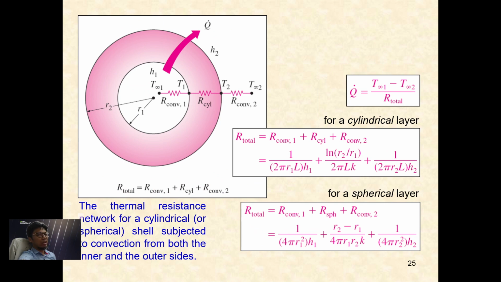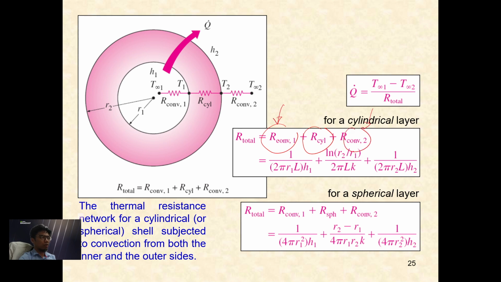So how about the convection for cylindrical? It is the same. The only difference between plain wall and cylindrical depends on the conduction. For the convection, it is still the same formula that we learned before.